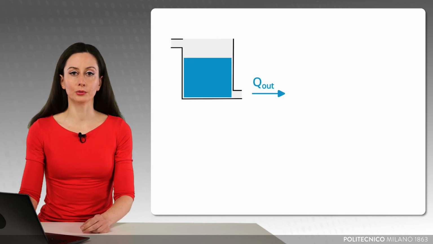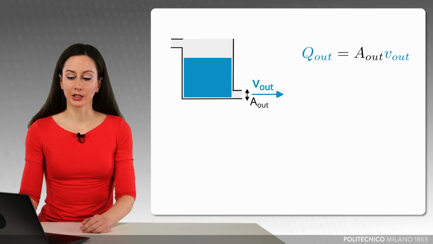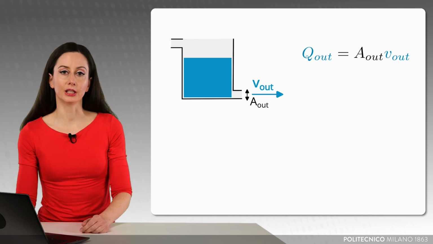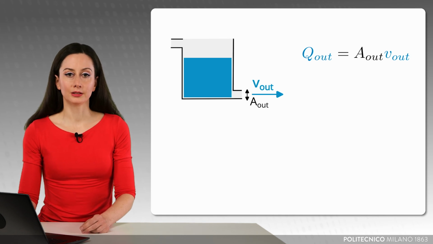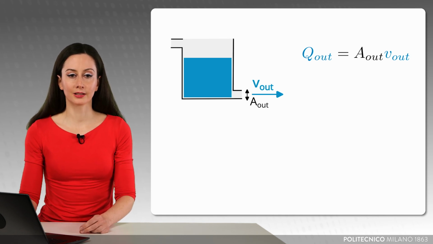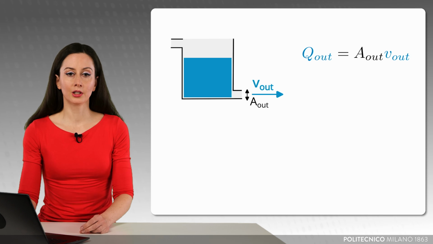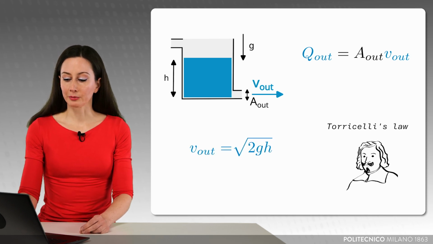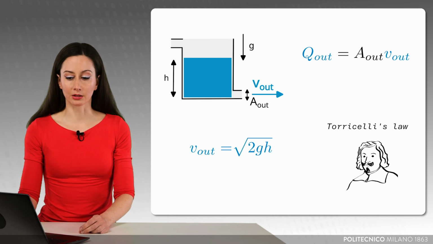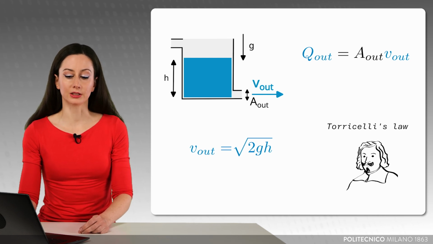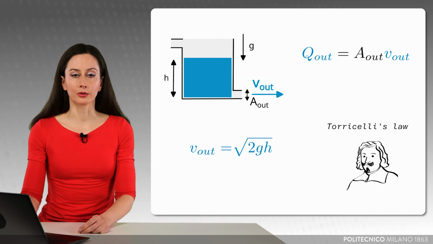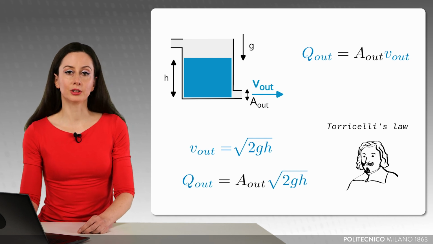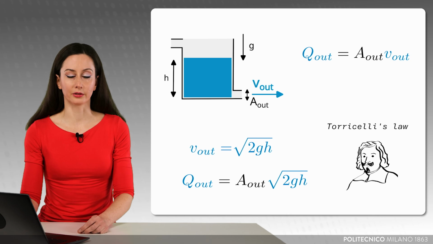The outflow rate Q out is the product of the outflow velocity V out and the area A out. And we know that the higher the water level in the tank, the greater the velocity V out due to the pressure exerted by the fluid. This phenomenon is described by Torricelli's law, that says that the outlet velocity depends on gravity and water level H. So now we have an expression for the outflow rate as a function of H.